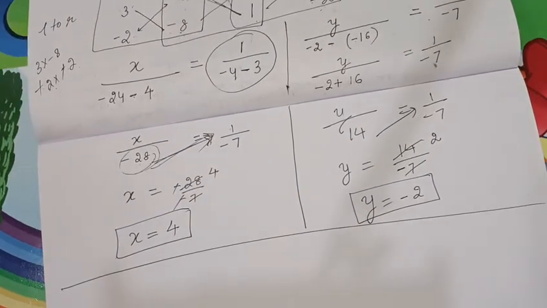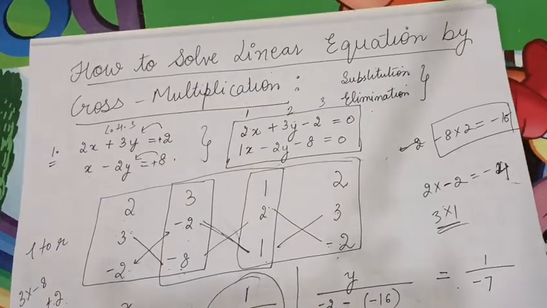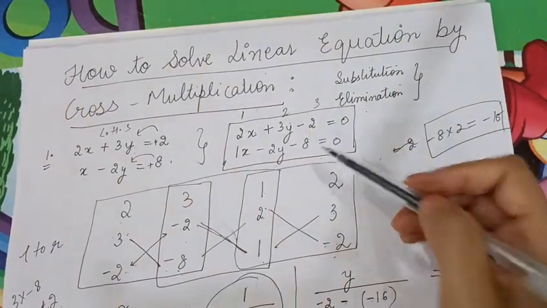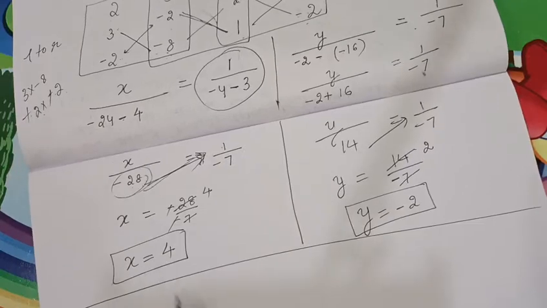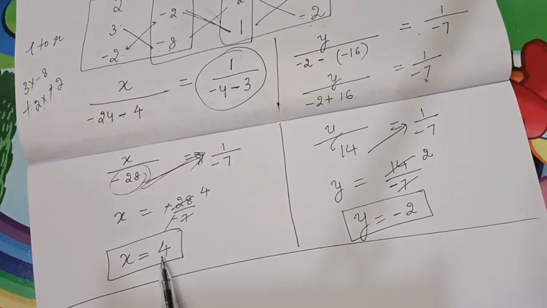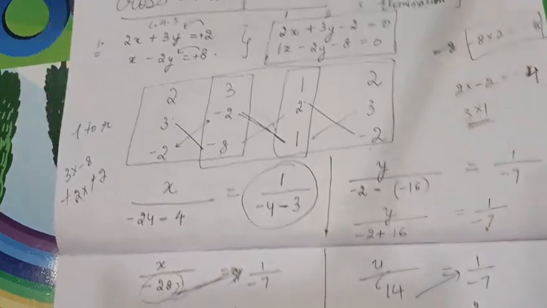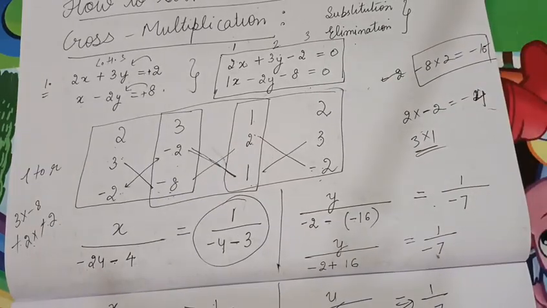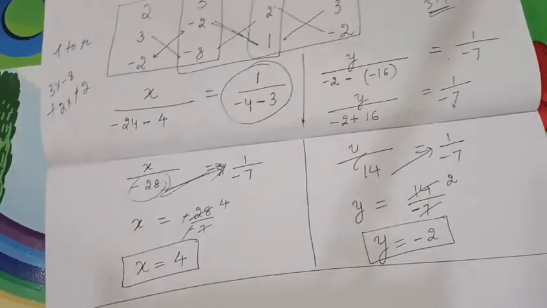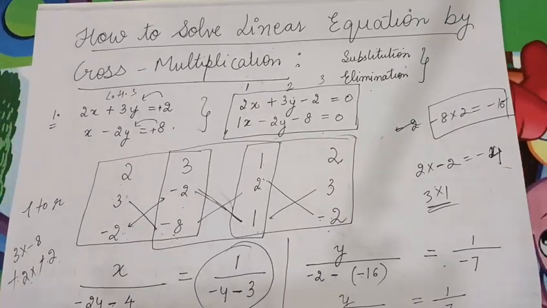So here we have successfully solved this pair of linear equations. We have found the values of x and y. X is equal to 4 and y is equal to minus 2. This method is known as cross multiplication. So one method I have solved, you can see one question I have solved.